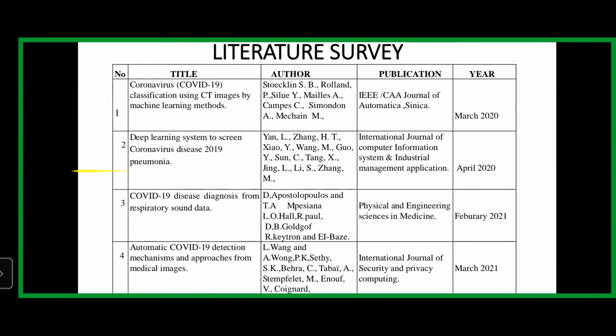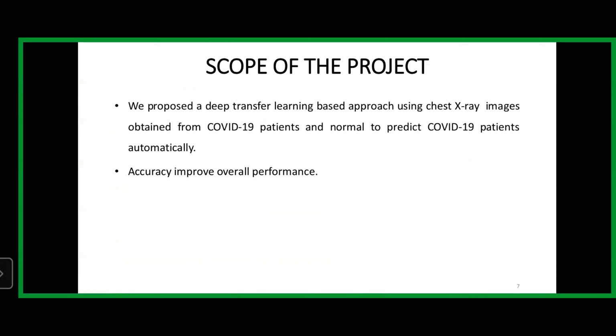And the next one is the literature survey. These are the authors' names for COVID-19 using machine learning methods and deep learning methods, in IEEE Journal of Automatica Sinica, March 2020, and a deep learning system to screen COVID-19 in the International Journal of Computer Information System and Industrial Management Applications, April 2020. The cost and scope of the project is to improve overall performance and accuracy in comparison with other tests: the antigen test, rapid test, and RT-PCR.